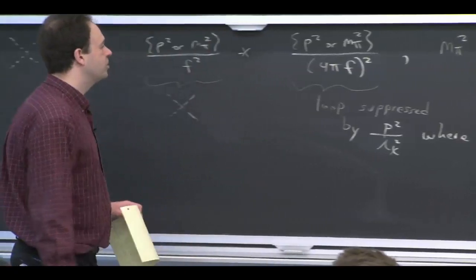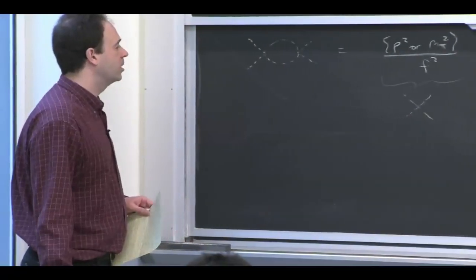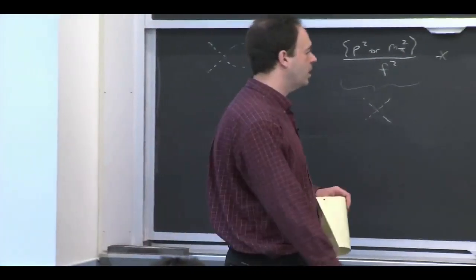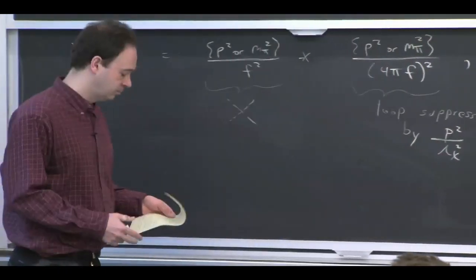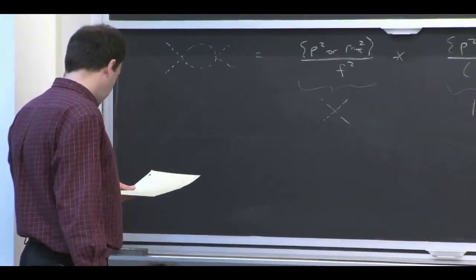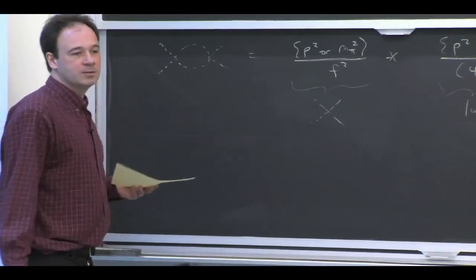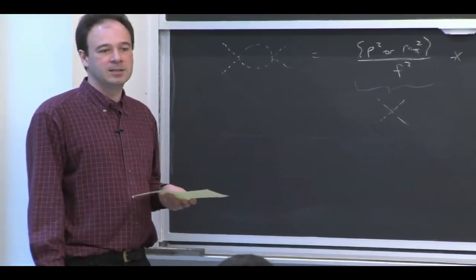So we can say that loops are suppressed by p squared over some scale Lambda_chi squared, which is the scale of our expansion, and we can associate that scale to 4 pi times f. OK, so we're going to continue with that story, unless there are any questions from last time.